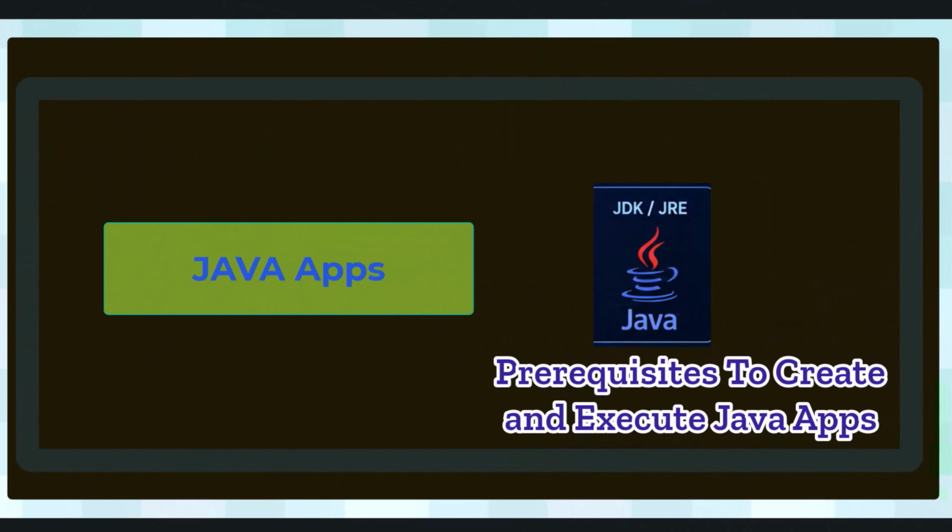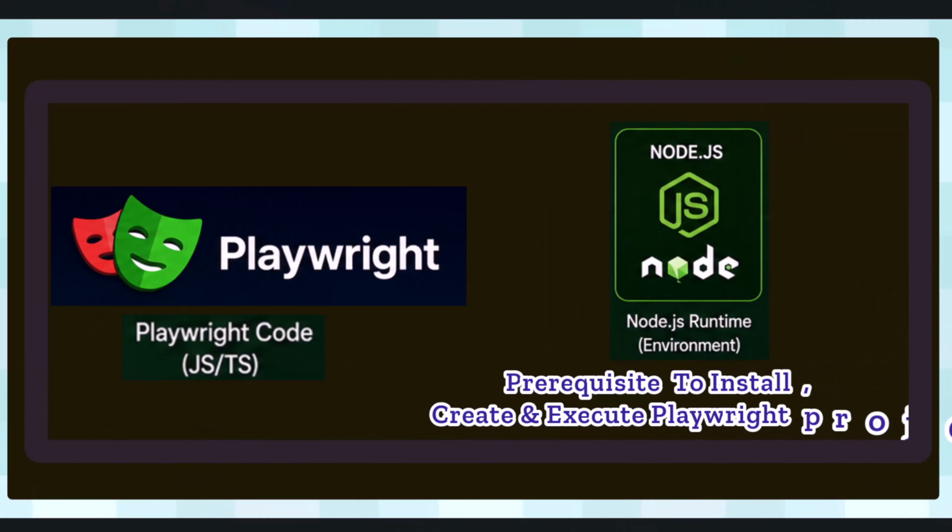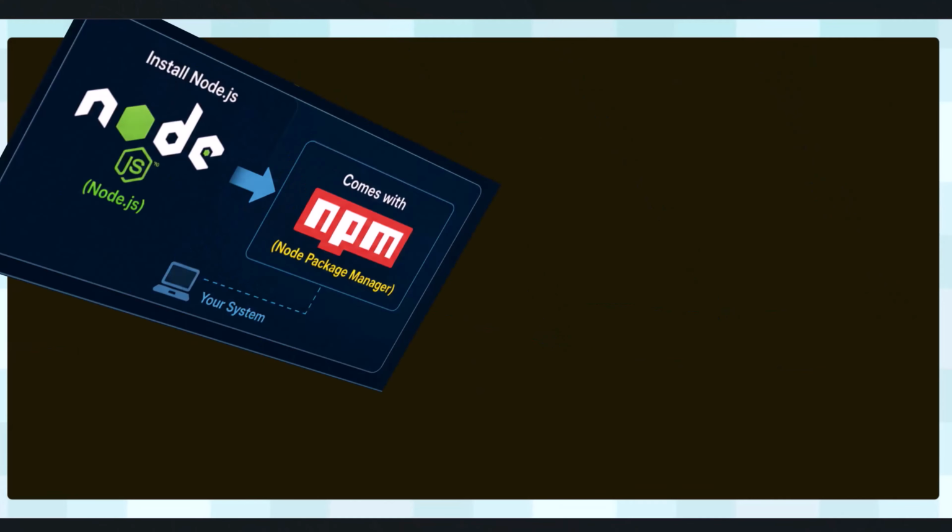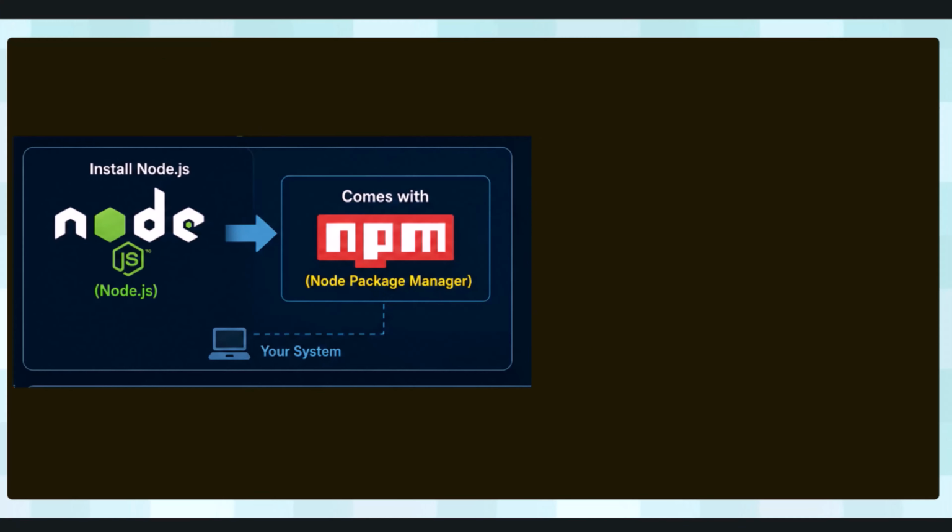Just like Java applications require a Java runtime environment, JRE or JDK, on our system to create and execute a Java application, similarly for Playwright, JavaScript or TypeScript, we will require Node.js on our system. Since Playwright is built on top of Node.js, Node.js must be installed before we can create and execute any Playwright project. When we install Node.js on our system, we will get something called npm, node package manager, with Node.js.